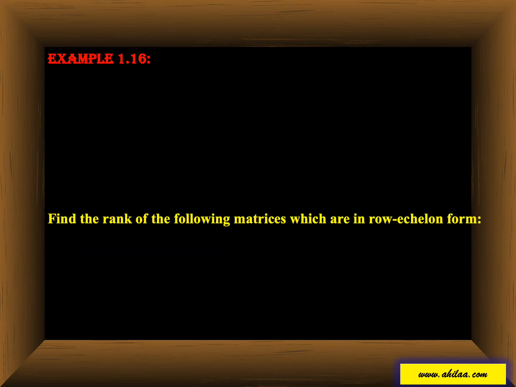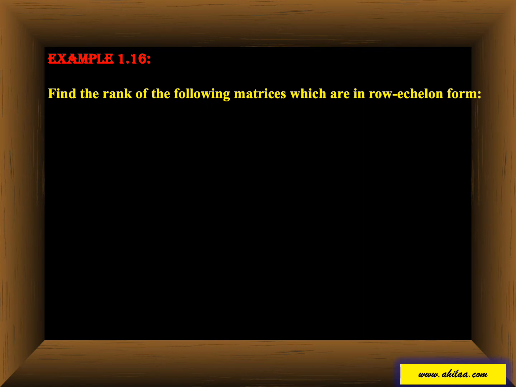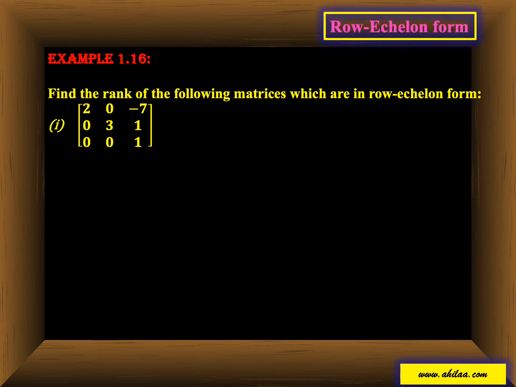Example 1.16. Find the rank of the following matrices which are in row-echelon form. I hope you know what is row-echelon form. First problem, it's a 3 by 3 matrix: 2 0 minus 7, 0 3 1, 0 0 1. Now check whether it is in row-echelon form. So from the bottom and from the left, the elements should be 0. It should match the upper triangular matrix form. So it is row-echelon form.